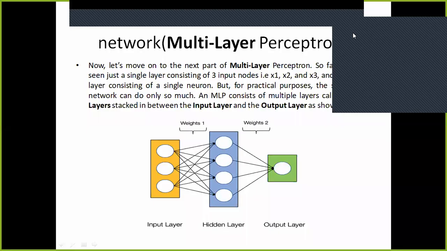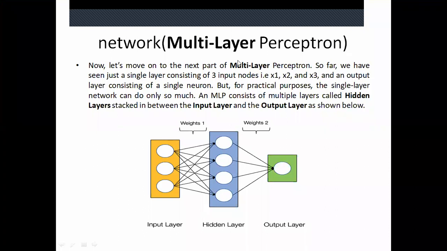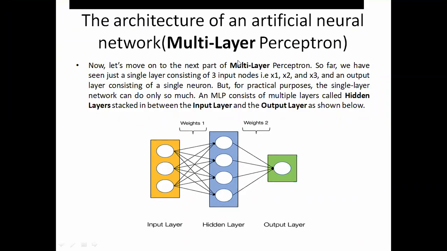Any doubt? Initially, the ANN, neural network, was introduced. At that time, we were using the perceptron in order to find out the output. But now, instead of having a simple perceptron, you are having a multi-layer perceptron. That is called the ANN, artificial neural network.